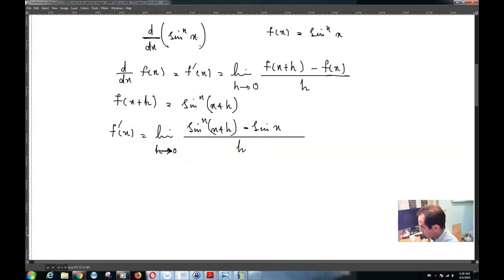As h tends to 0, we have no formula for this. We don't have any formula for this. So how do we do that?